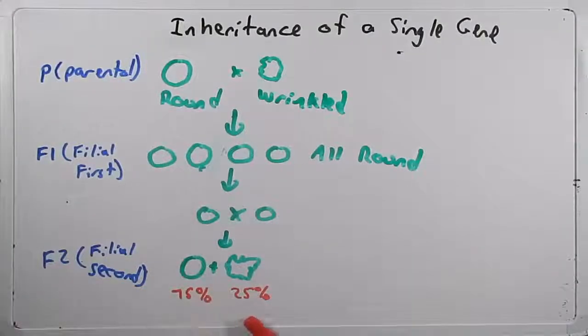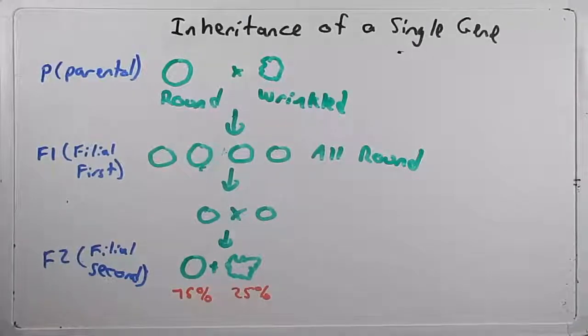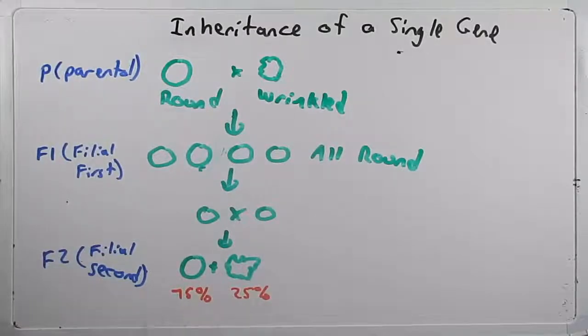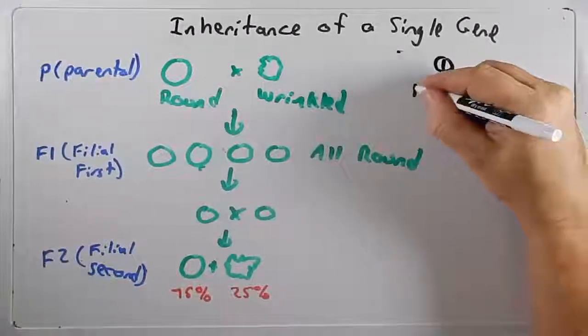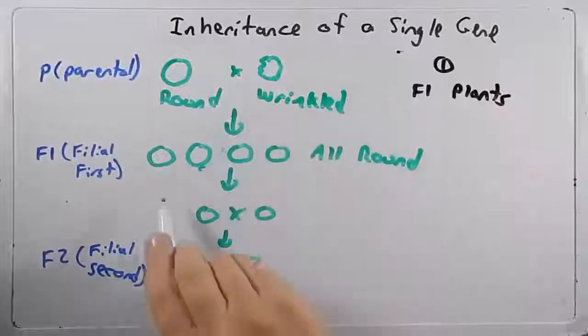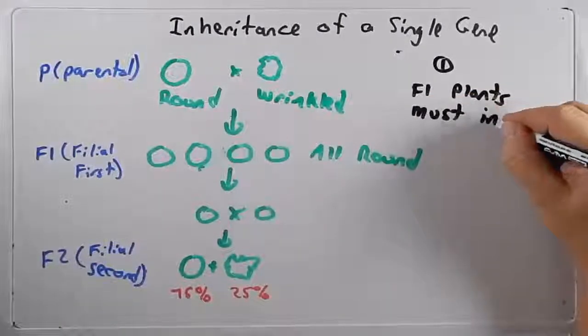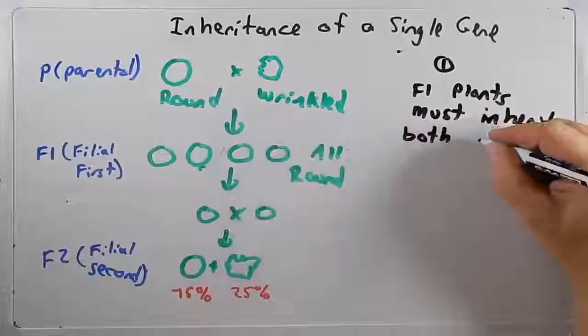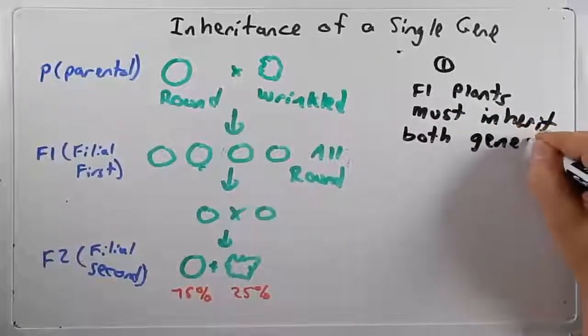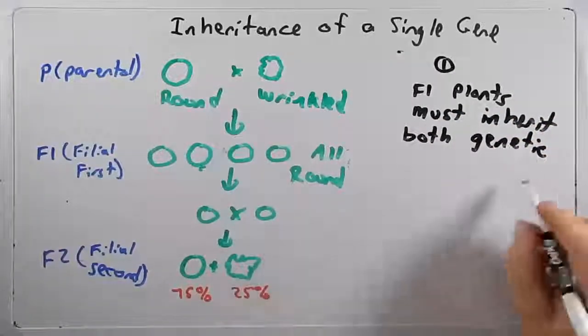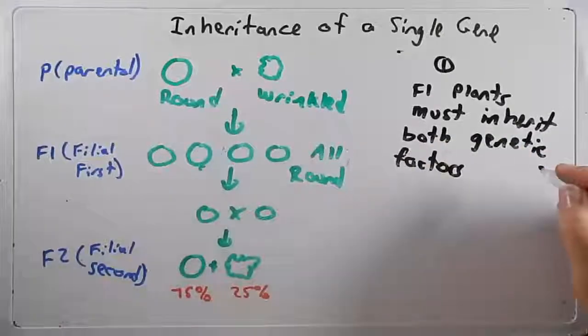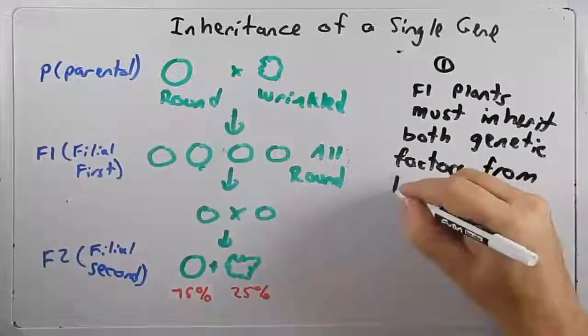Now, he didn't just do this once. If he just did this once and that's what he got, that wouldn't be such a big deal. But Mendel was persistent. He did these crosses over 60 times. So he was pretty confident that these numbers were true. Now, this led to his first observation, and that is that the F1 plants, these here, must inherit both genetic factors. We know there are genes on chromosomes today, but Mendel didn't know that. So both genetic factors for round and wrinkle from the parents.